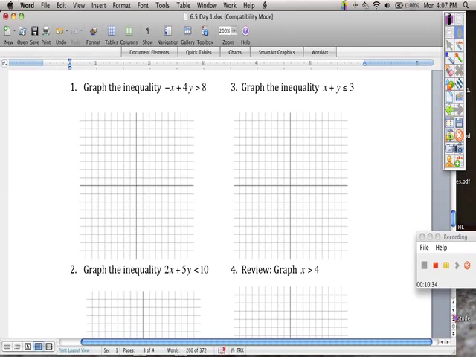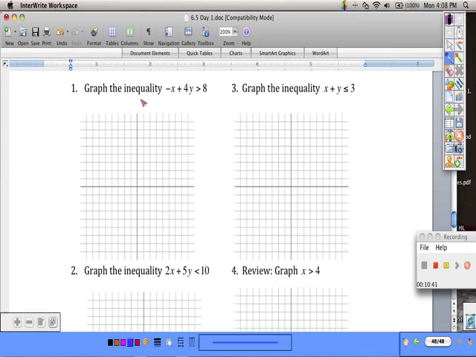So here are some inequalities. We're going to graph them using this intercept method. So we're going to find the y-intercept. And to do that, again, we let x equal 0. 4y equals 8. The y-intercept is 2. And then we find the x-intercept too. To do that, we let y be 0. So cover up that y term. Negative x equals 8. Get x by itself. X equals negative 8.